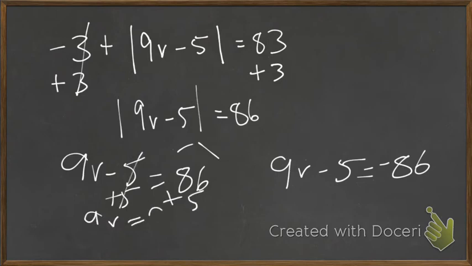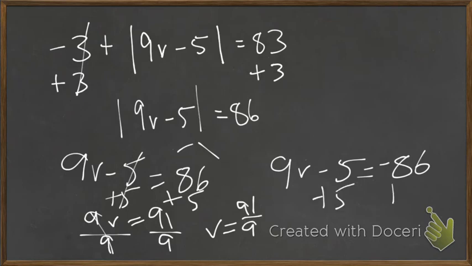9v equals 91. Divide everything by 9. So v is 91 ninths. Would we make that 10 and 1 ninth then? You can if you want. I just leave it as 91/9 myself. I like to keep things improper, you know.